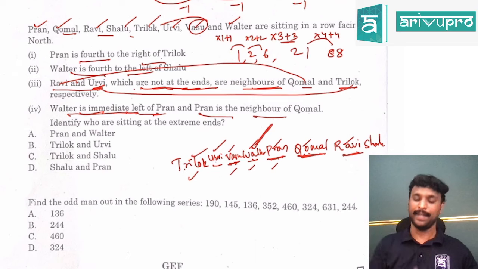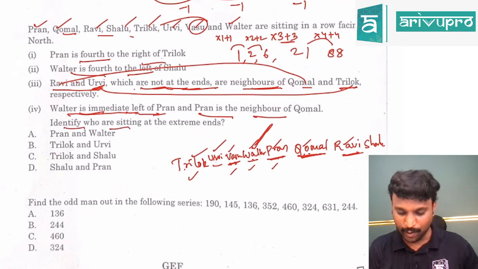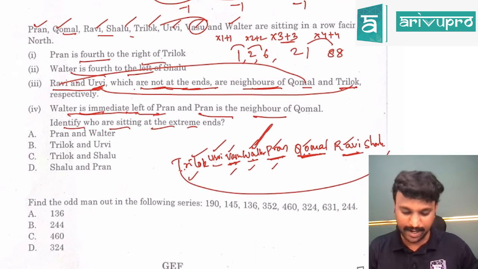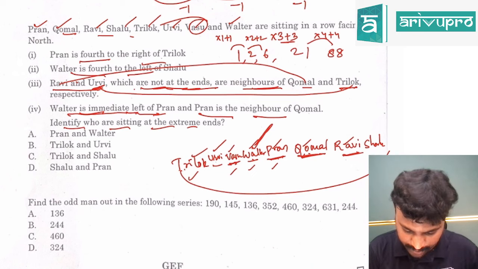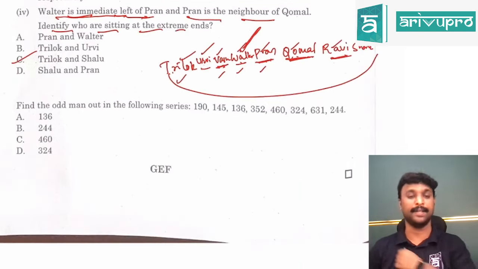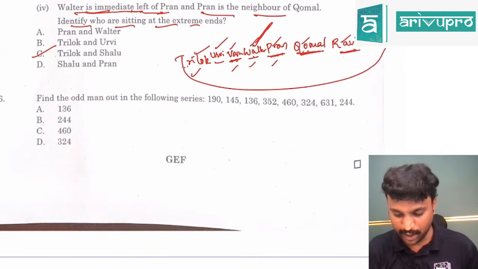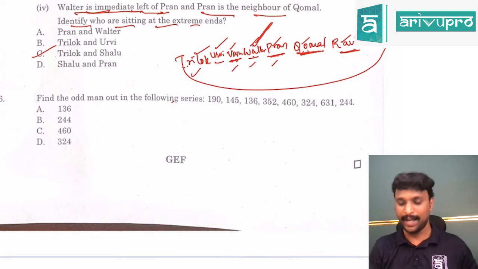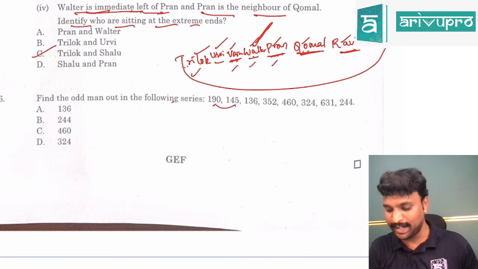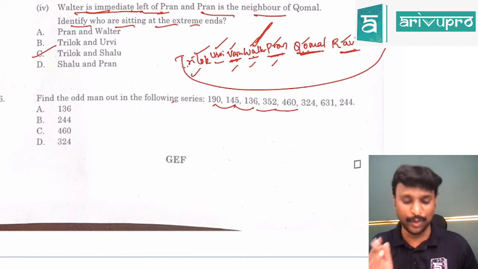Alright. Now guys, the question they have asked is identify who are sitting at the extreme end. Trilok and Shalu. That means option C is the answer. Guys, look at question 76. Find the odd man out in the following series. Guys, if you see the numbers, there is a decrease, increase, increase. There's no particular pattern.